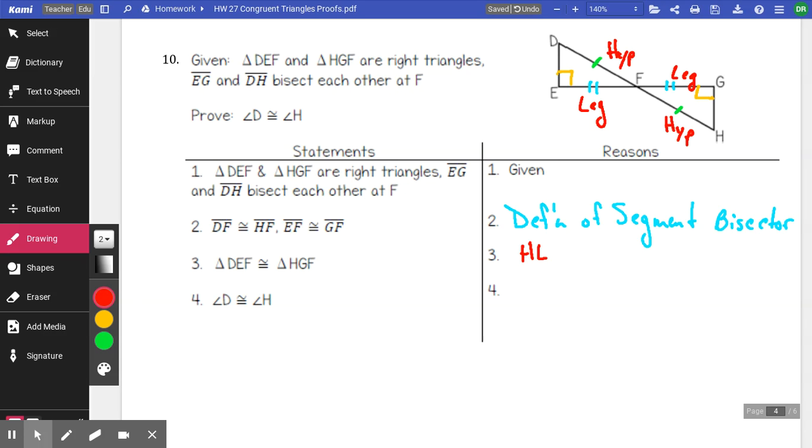And after that, since you know the two triangles are congruent, what does that mean? It means all angles and all sides are congruent. And so again, you can clearly see here that D is listed first for this triangle, H is listed first for this one. So yes, angle D would have to be congruent to angle H. And that's our reason that we've been putting as CPCTC.